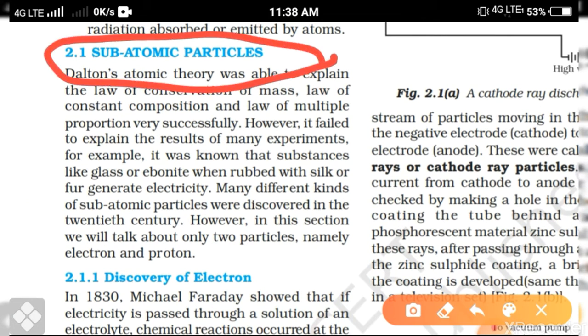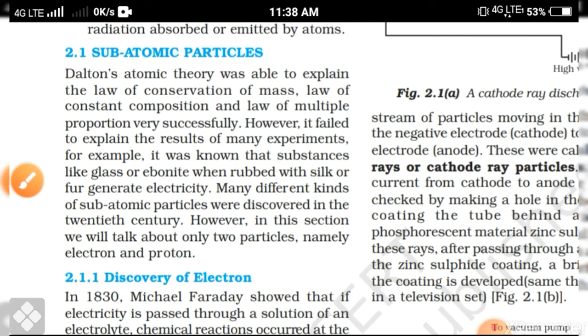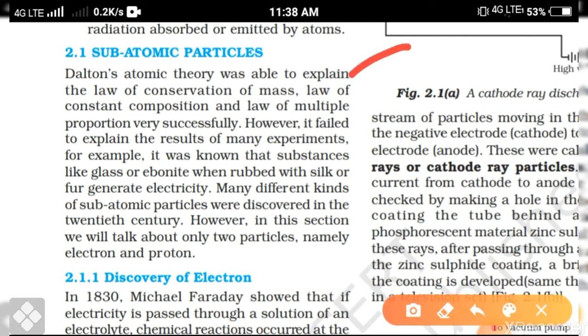You know about subatomic or constituent particles present in an atom, given by John Dalton's atomic theory. Dalton's atomic theory was able to explain the law of conservation of mass. As you learned in the previous class, according to the law of conservation of mass, mass can neither be created nor destroyed, only transferred from one form to another. Also the law of constant proportion and the law of multiple proportion, which we learned in chapter 1.